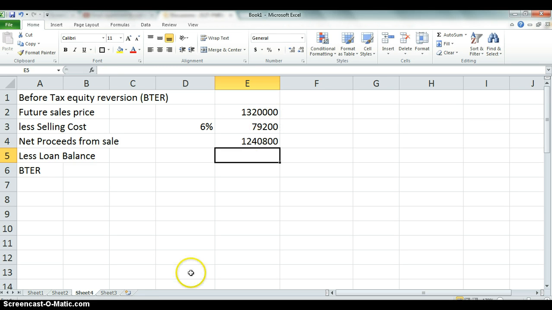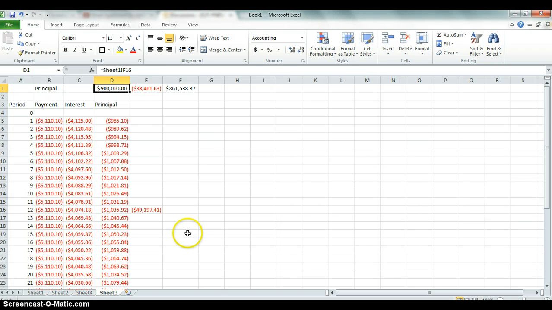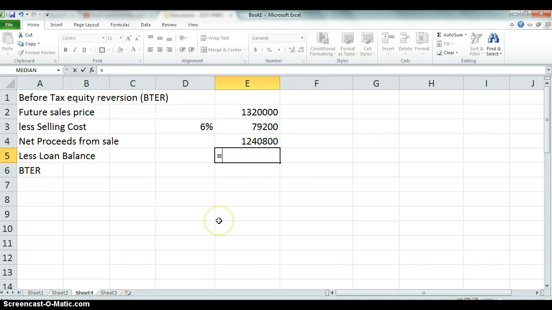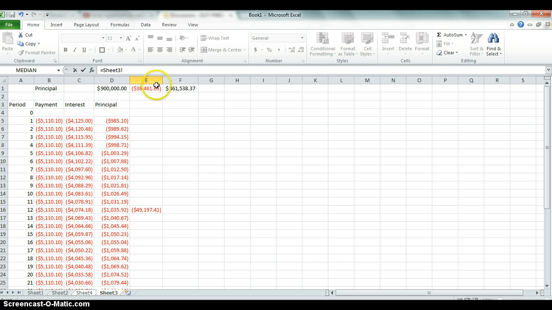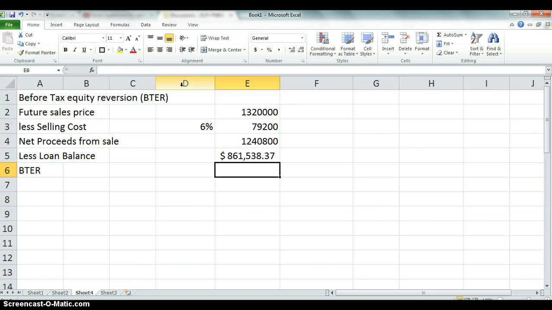For loan balance, we will go back to our amortization table where we will put our loan amount minus the summation of all the principals resulting from the amortization table we build, and this answer will be equal to the loan balance at this point. So we will go back to loan balance, and that equals to, and then finally for before tax equity reversion, we have net proceeds from sale minus loan balance.